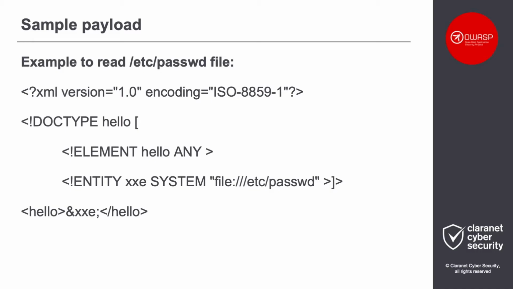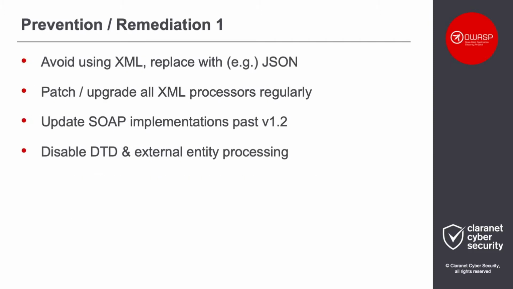So shown below is a sample payload to read the etc/passwd file. You essentially just have to define that there's an XML document, you define a doc type, you define an element. Within the element, you define what you want to do. So here we're running a system command to read the etc passwd file. And then finally, we output it within the element. And if the page or whatever it is that we're looking at is vulnerable, the contents of the password file will be output to the page.